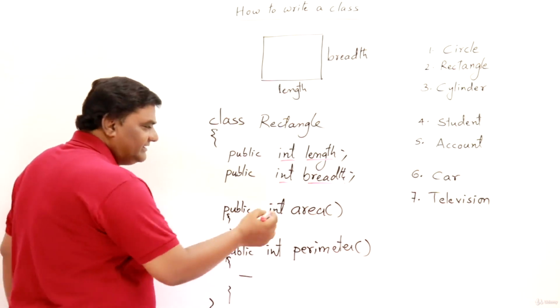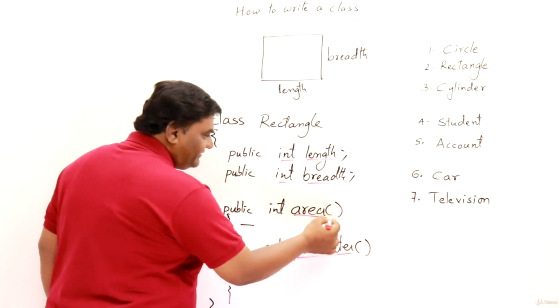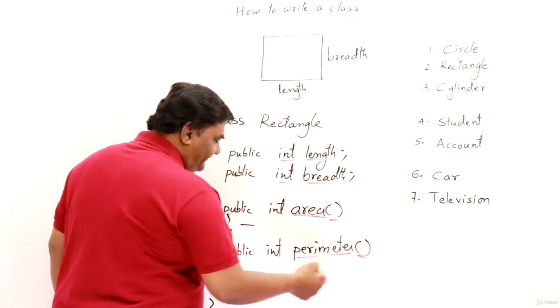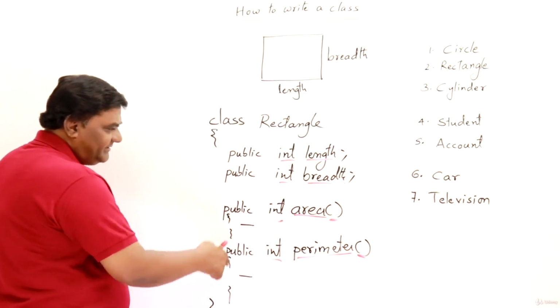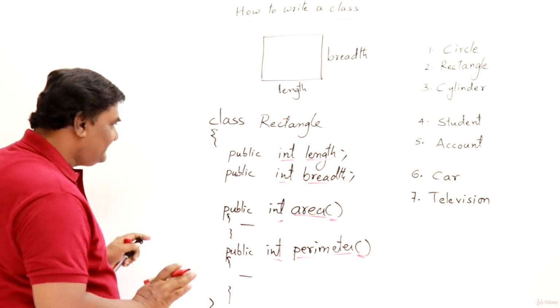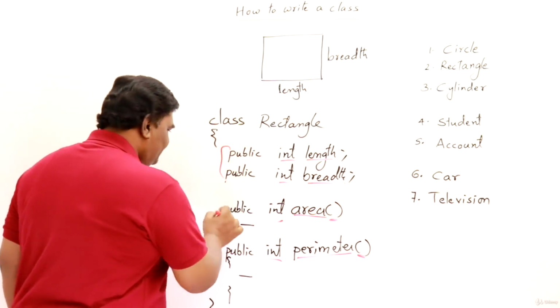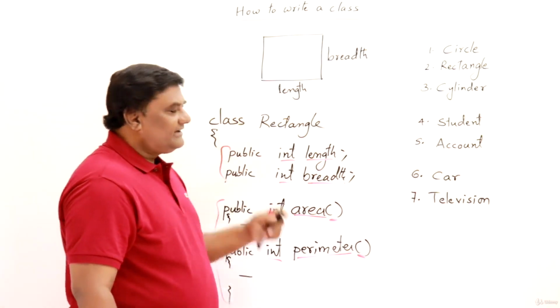Now coming to the next, area is a method. Perimeter is a method. These are the methods, or functions, which return an integer type. And the body I have not implemented. We will see it later. So this is neat and clean. You can clearly see that it has these two properties and these methods. That's all. So this is about a rectangle.